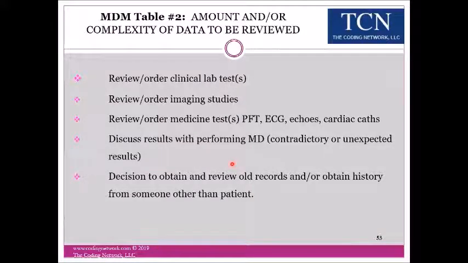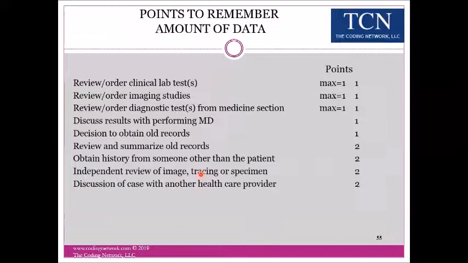Now, the second medical decision-making table is your data table. So it could be just reviewing or ordering clinical labs or any kind of imaging studies, discussions with other MDs, etc. There's a lot of pieces to it, and it looks something like this. Again, it's a point system, and you do get additional points toward the complexity of the E&M service based on that.